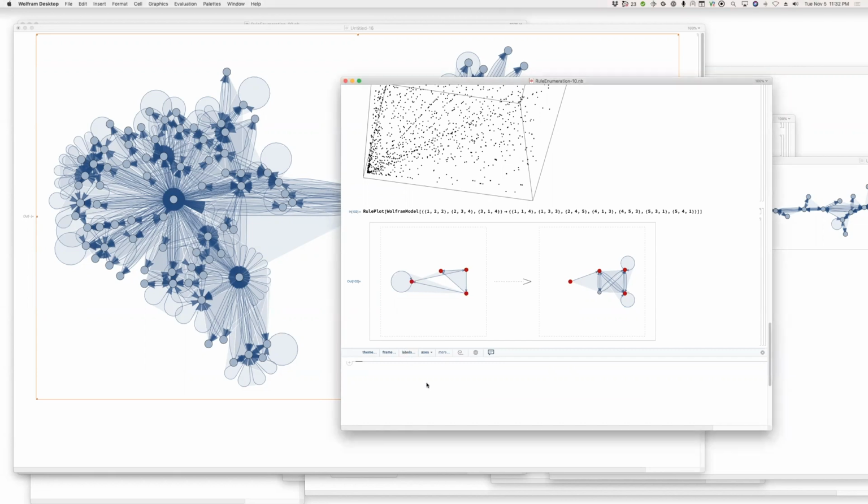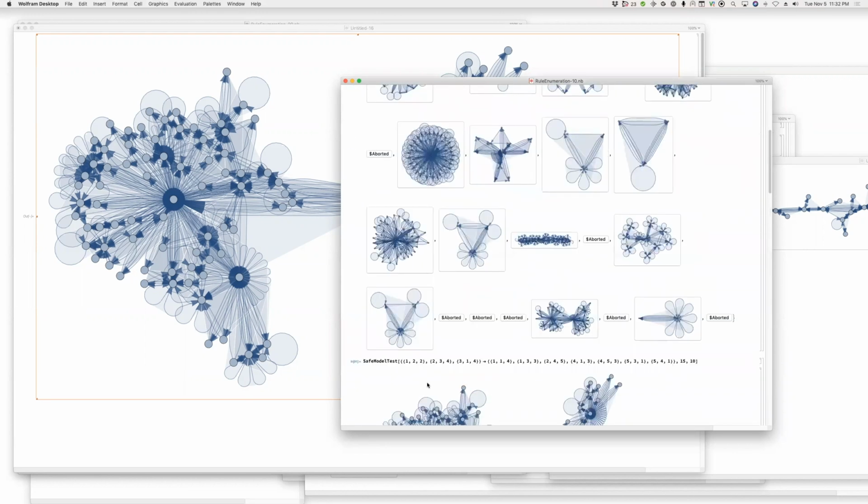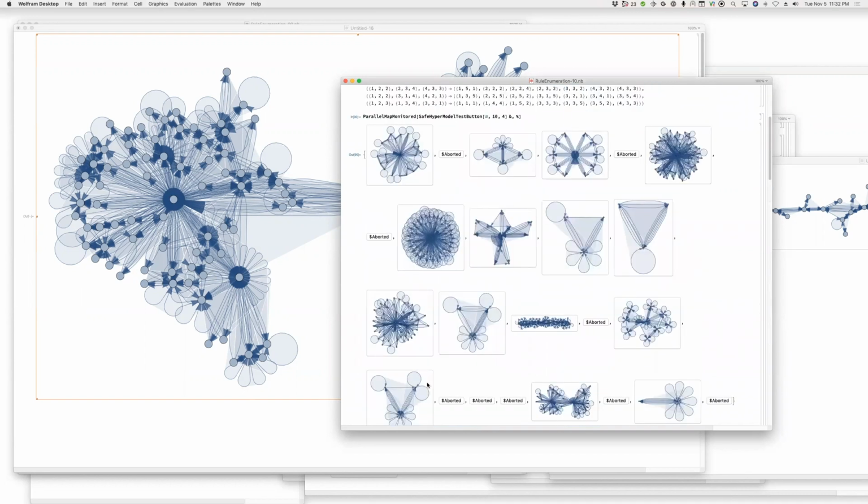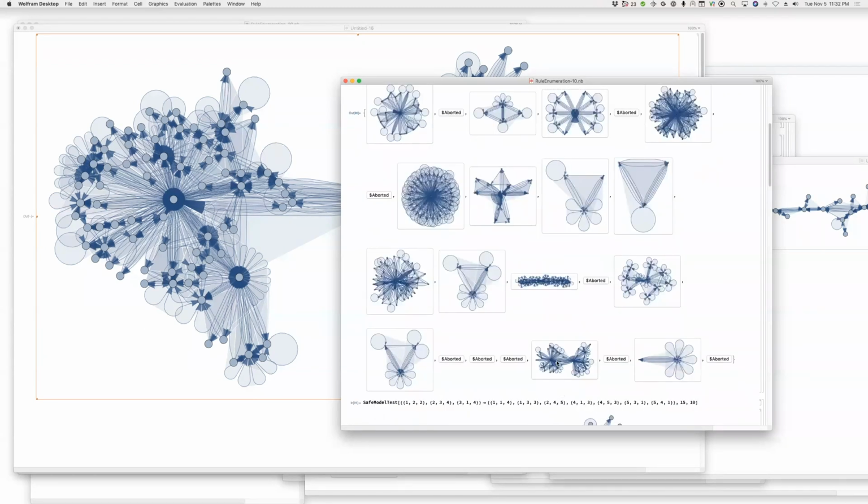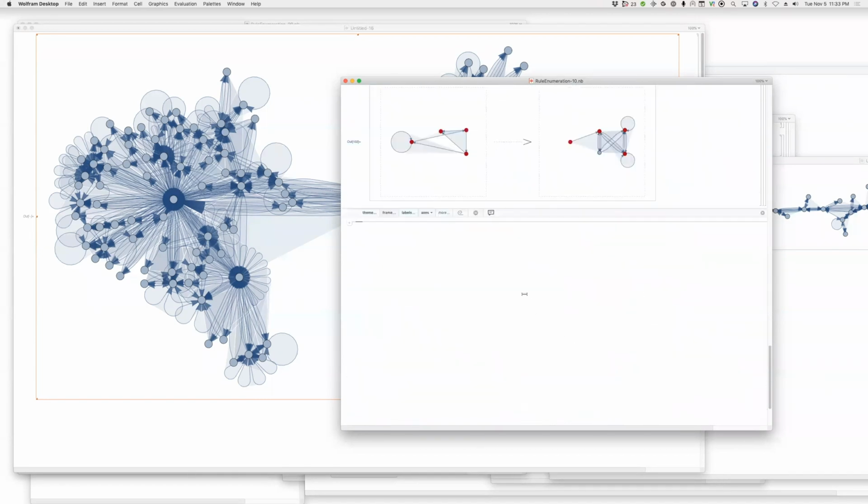Or, well, we could just look at some other ones. I'll just go back here. So another one here that we think looks interesting. Which was that one? This one? Was it this one here? I think so. I think so. That one.